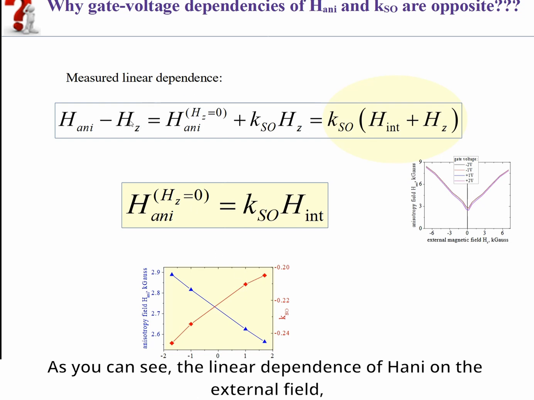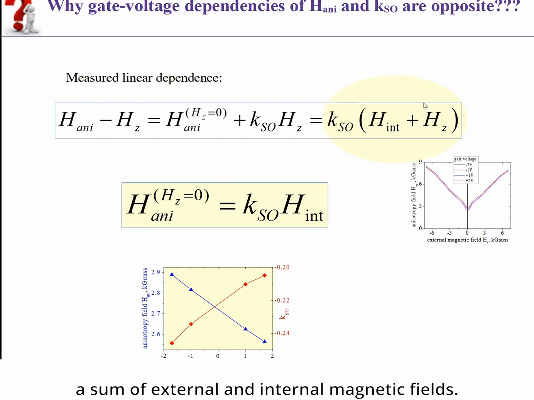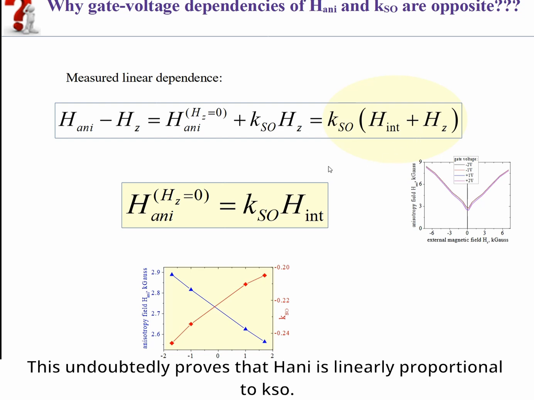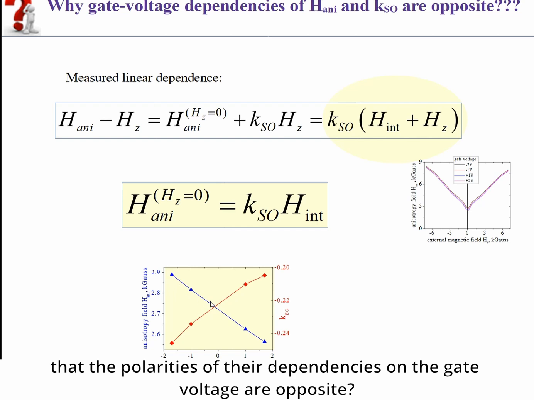As you can see, the linear dependence of anisotropy field on the external magnetic field, which we measure, can be represented as a product of coefficient of spin-orbit interaction and the sum of external and internal magnetic fields. This undoubtedly proves that anisotropy field is linearly proportional to coefficient of spin-orbit interaction. Then, how is it possible that the polarity of the dependencies on gate voltage are opposite?